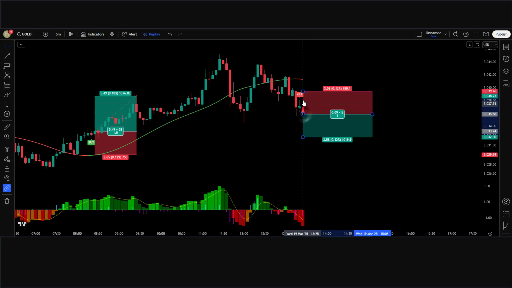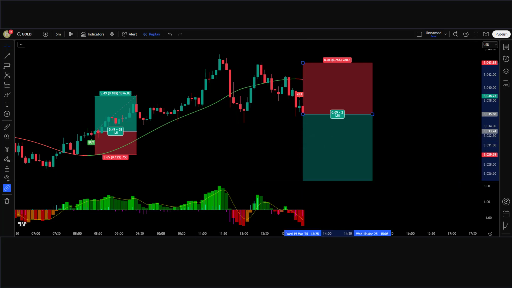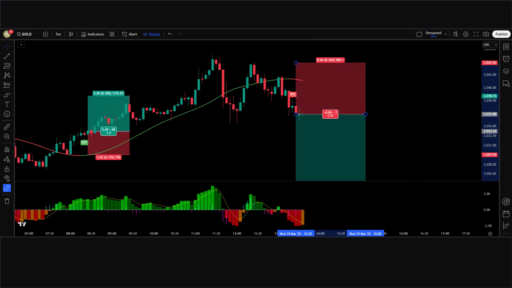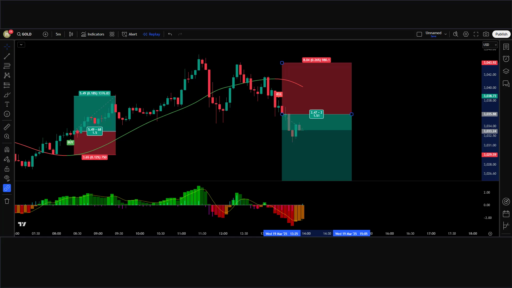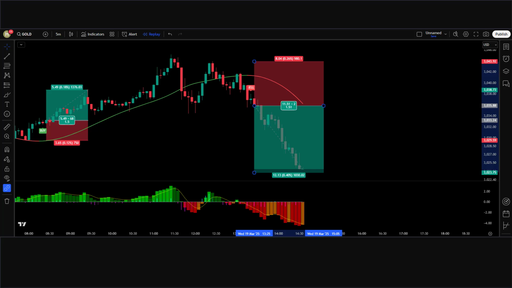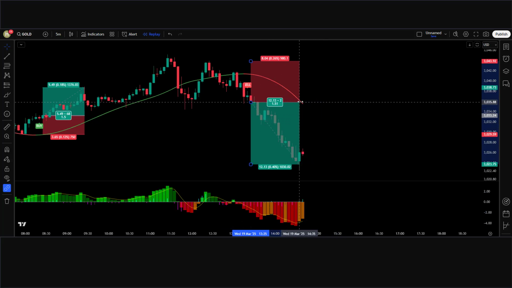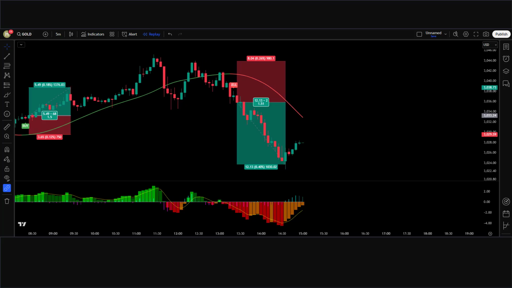Our stop loss will be placed at the current market's higher level. And the risk to reward ratio will be 1:1.5. The market has completely hit the target. I hope you have understood this trading strategy.